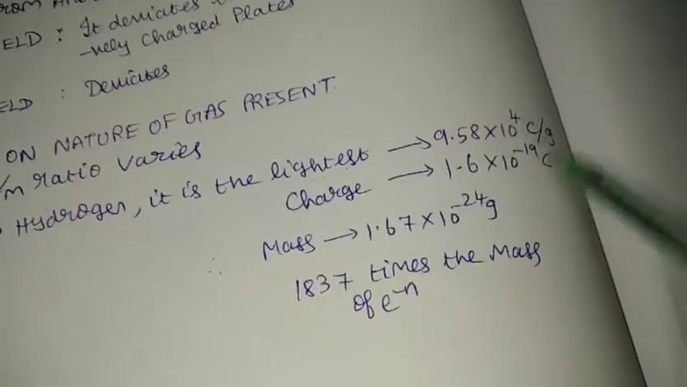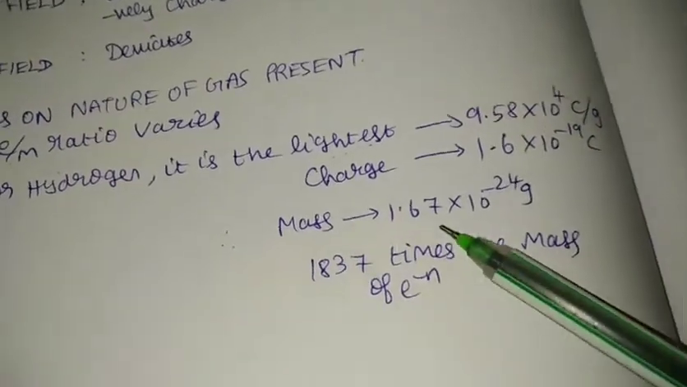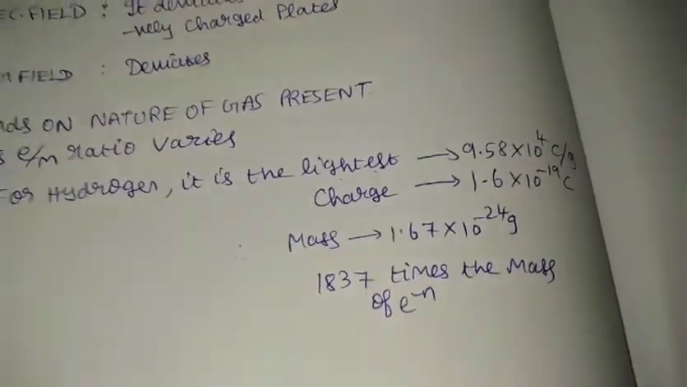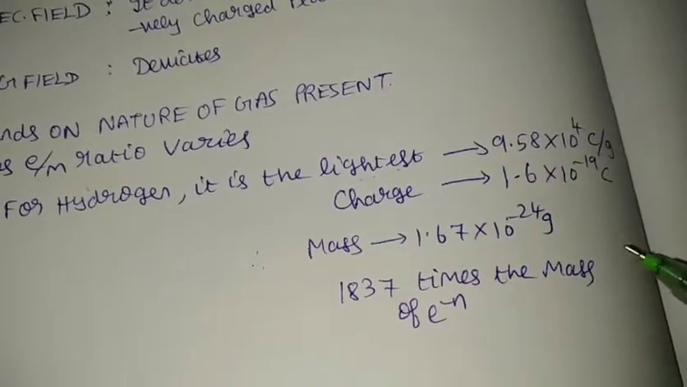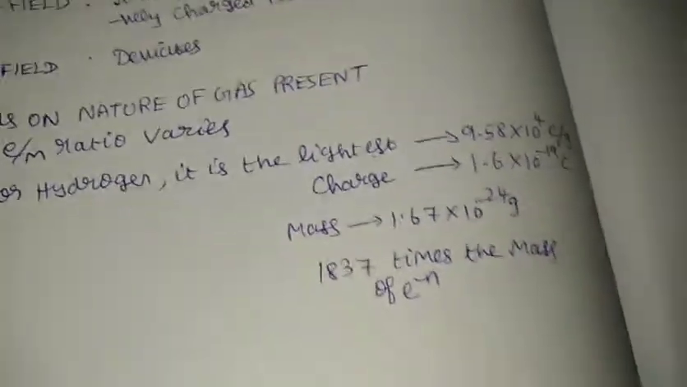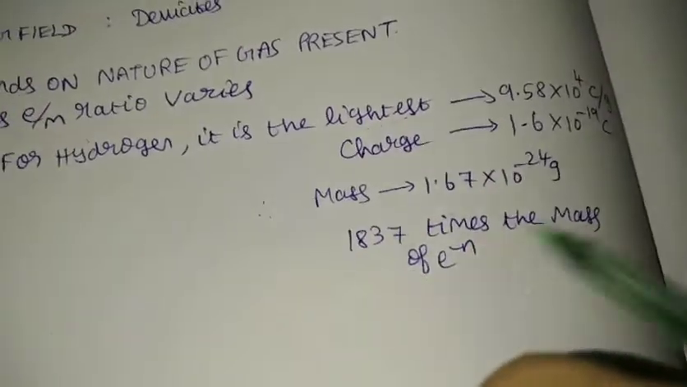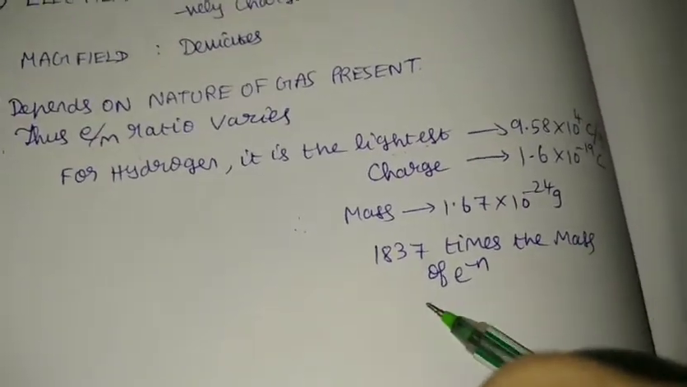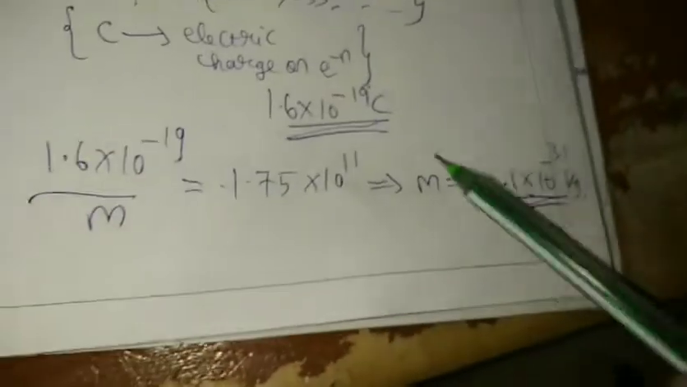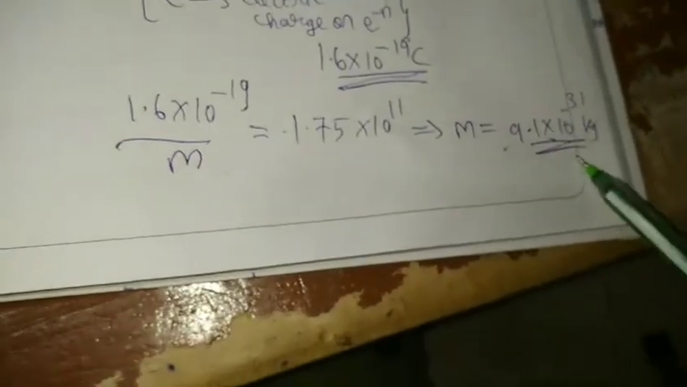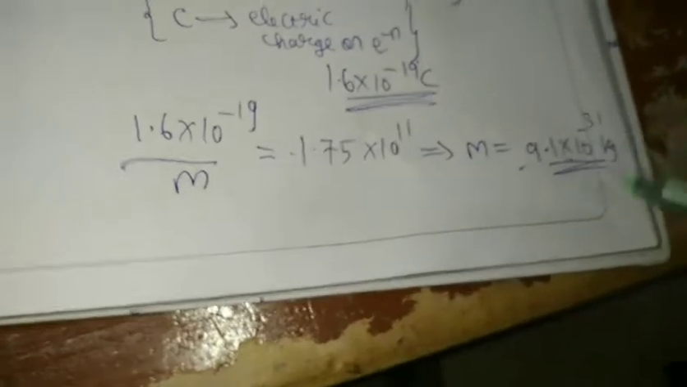Using this, he also found the mass. The mass came out to be, for one proton, 1.67 × 10^-24 grams. If you calculate yourself, it will be some 1800 times the mass of the electron. What was the mass of the electron? It was 9.1 × 10^-31 kg, which is 10^-27 grams. So it is basically 1837 times the mass of the electron.